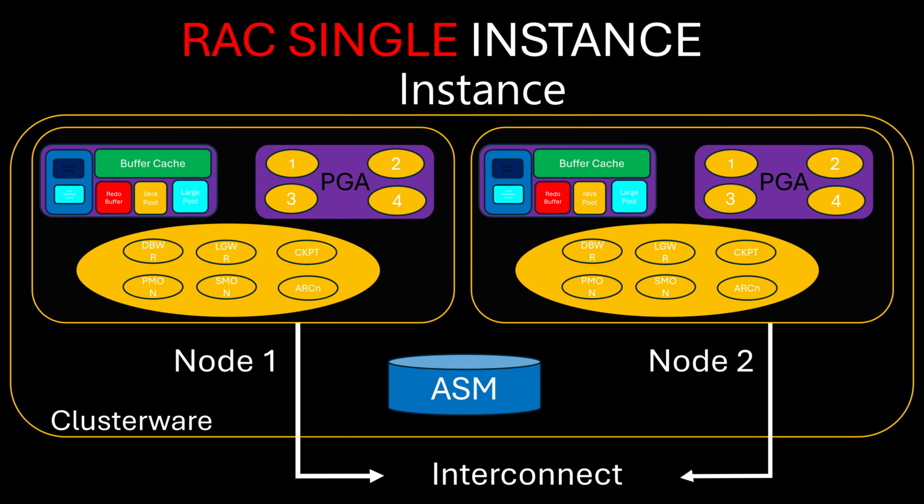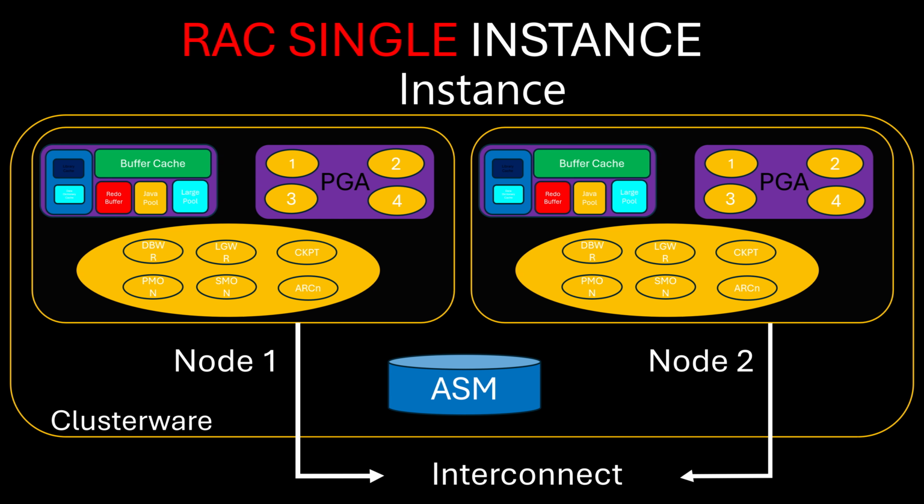Oracle RAC was designed to solve these limitations. Instead of one server carrying the entire workload, RAC allows multiple servers to work together as a single database. Think of it like replacing a single worker with an entire team. Each node contributes processing power, memory, and resources. At the same time, all nodes access the same database stored in shared storage.